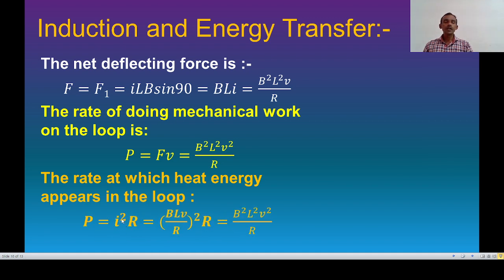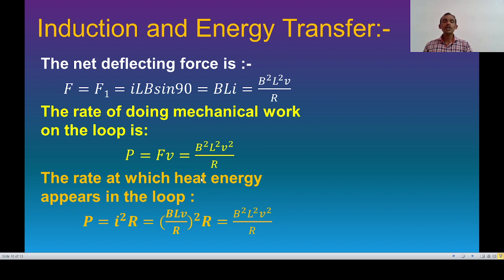Now, you know that I is equal to BLV upon R. Therefore, if we put this value of I in this equation, we get (BLV divided by R) whole square into R. Therefore, this must be equal to B²L²V² upon R. Now, if we compare this rate of doing mechanical work and the rate at which heat energy appears.